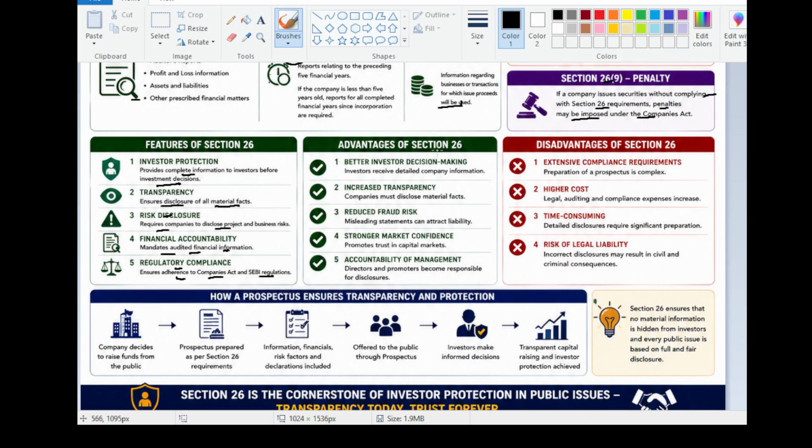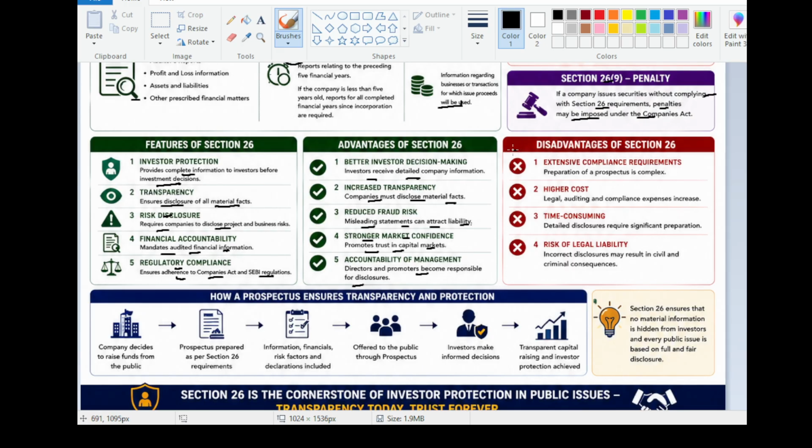Advantages of Section 26: better investor decision making. Investors receive detailed company information, increased transparency. Companies must disclose material facts, reducing fraud risk. Misleading statements can attract liability and strengthen market confidence and promoters' trust in the capital market. Accountability of management: directors and promoters become responsible for the disclosure.